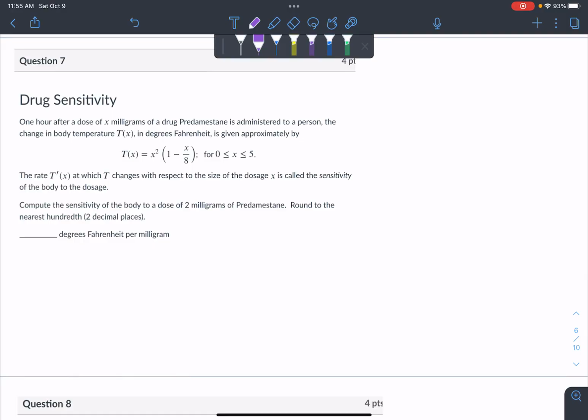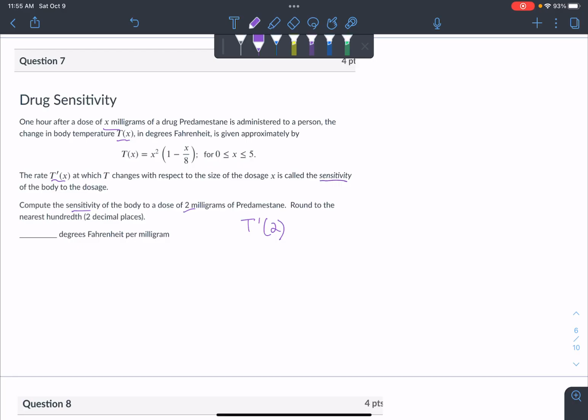Okay, so for this one we have drug sensitivity. So we have a dose in X milligrams. We have a change in body temperature modeled by T of X. And we also know that the rate T prime is called the sensitivity. So we want the sensitivity to a dose of 2 milligrams. So essentially we want to find T prime of 2.